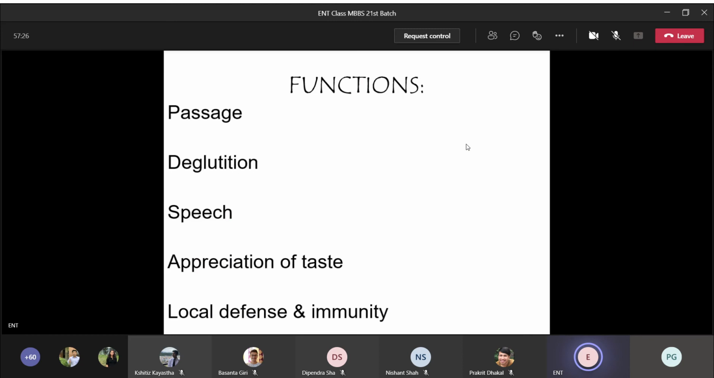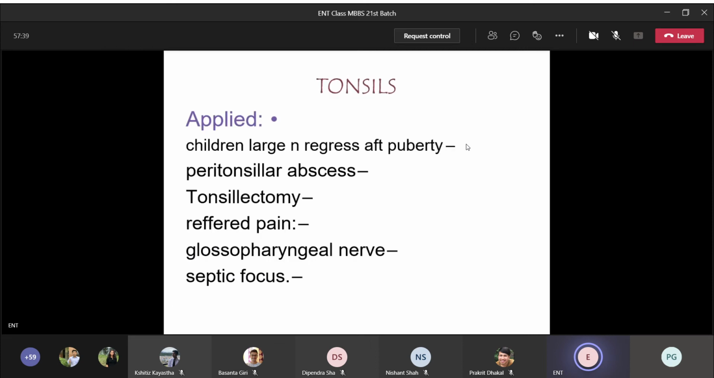Function is the passage for the food and air, helps in deglutition, speech, it helps in the appreciation of the taste, and it also helps in the local defense and in immunity. Tonsils are large in children and regress after puberty. If there is infection of the tonsil, there is a chance of tonsillitis and also the formation of an abscess in the peritonsillar space, known as peritonsillar abscess.